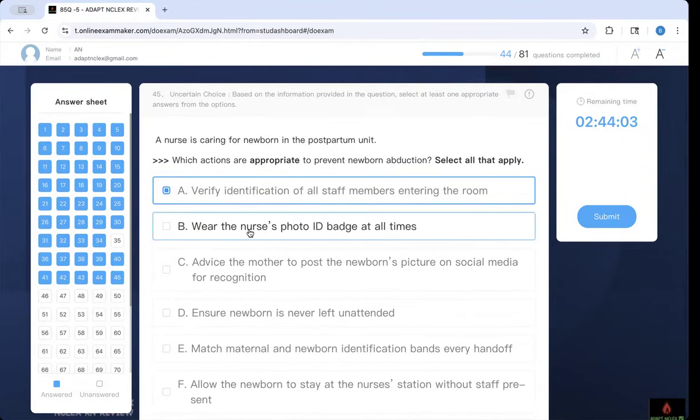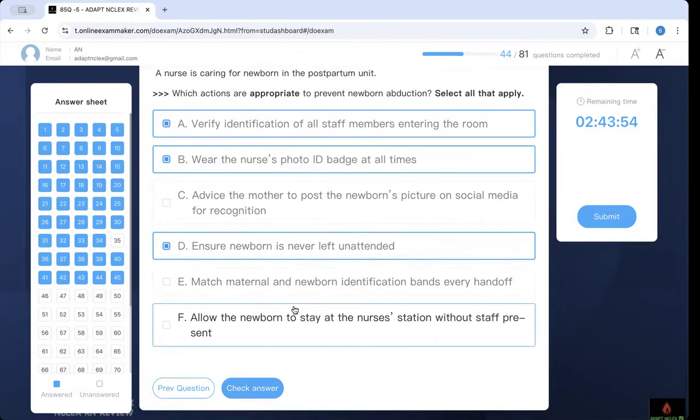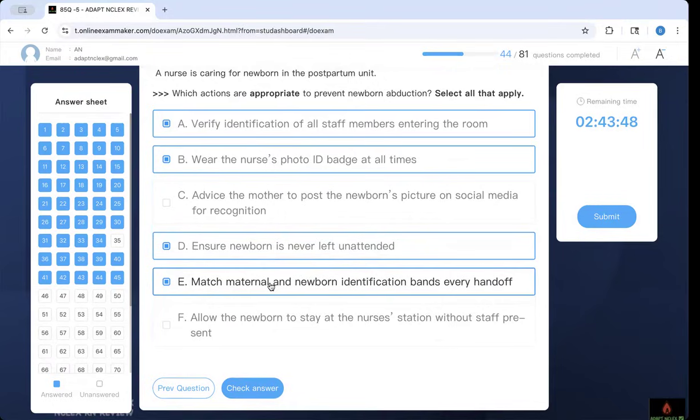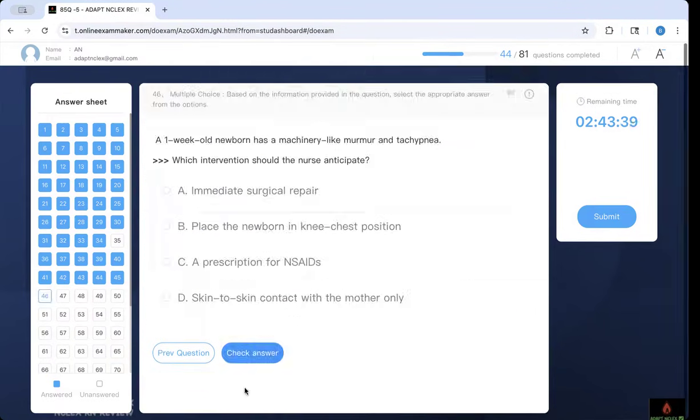We've got to wear our ID. Don't post pictures on social media. The baby is not going to be left alone, no matter what, whether you like it or not. We're going to be with the baby. Make sure everything matches. And the newborn is not staying at the nursing station alone. That's the key. That's how you avoid abduction.